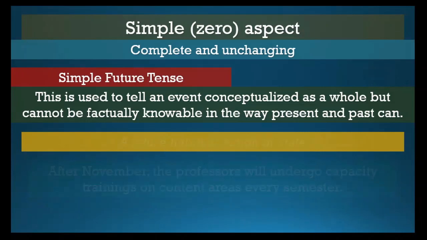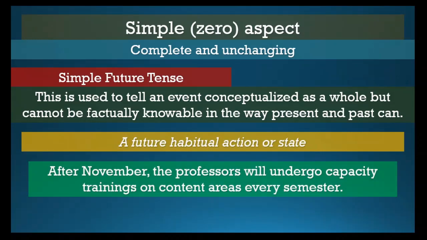Next is that the simple future allows the speakers to talk of a future habitual action or state. Habitual actions, class, may be happening at present, happen in the past, or will happen in the future.